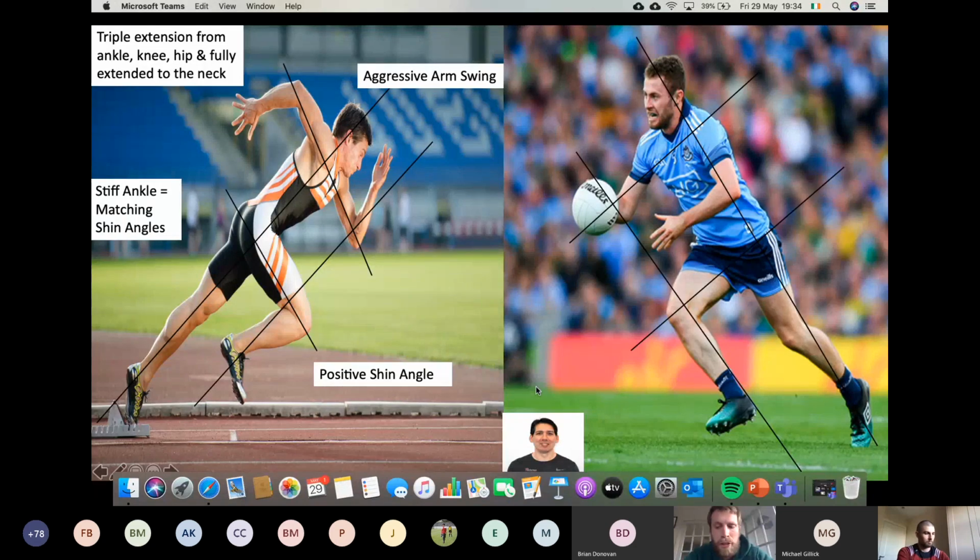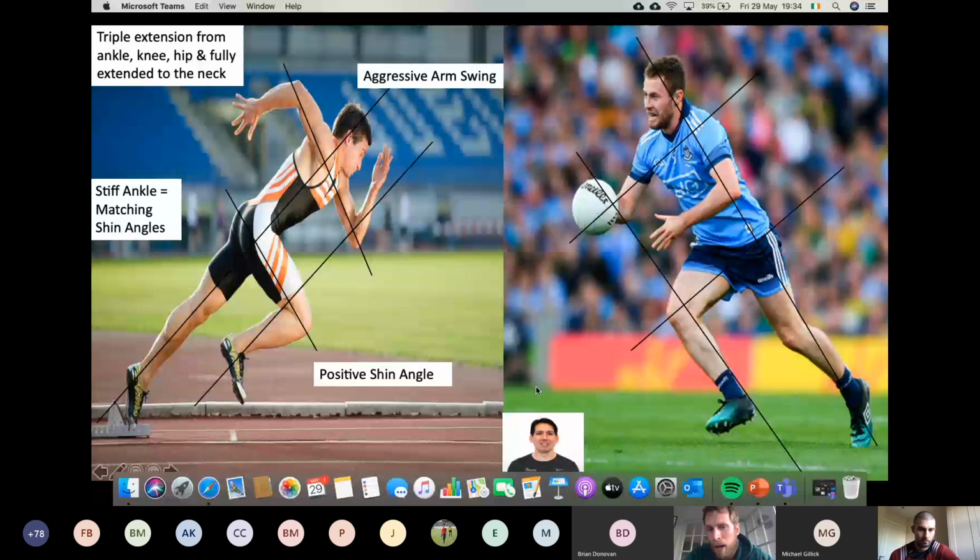Your shin angles, and what position your shins are in, is nearly like your steering wheel. Whatever way your shins are pointing or projecting, that's where the body wants to go. So obviously in acceleration, we want to project forward horizontally. As you can see here with Jack, the triple extension could be a wee bit better, but he's fast, so we probably wouldn't mess around too much with that. But you can see the positions that he's in.